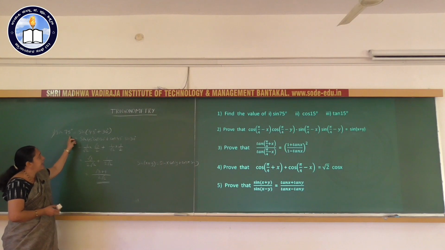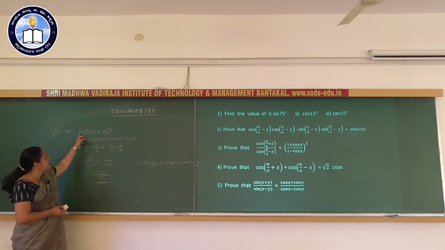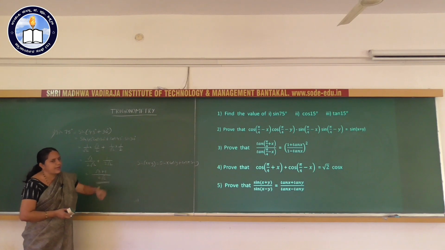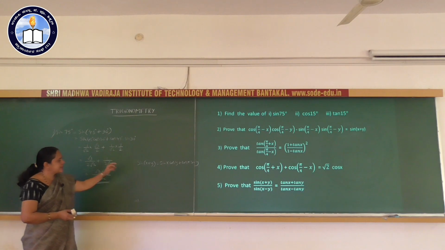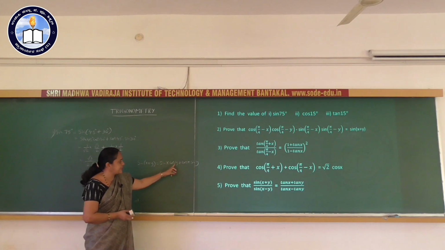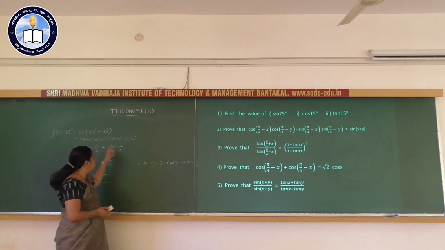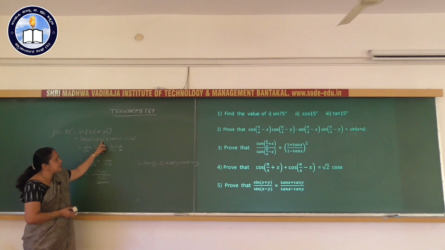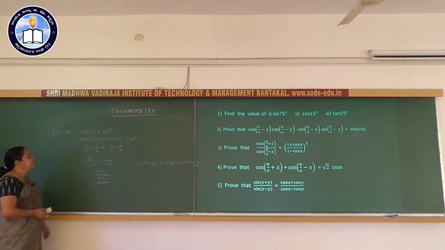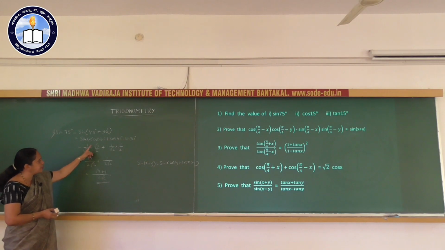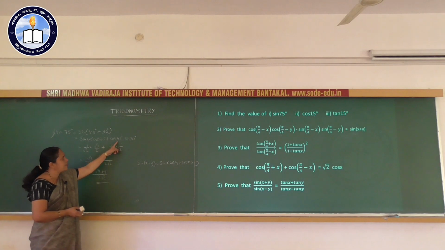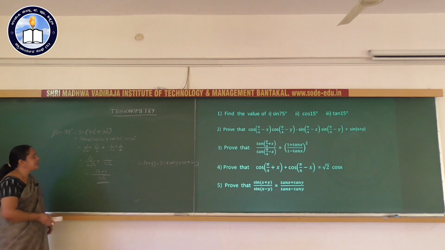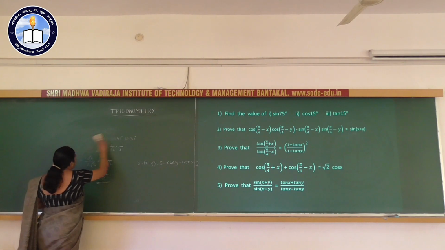Sine 75, as the sum of standard angles, we can write sine 75 as sine of 45 plus 30. Expand this using the formula sine of x plus y. You know sine of x plus y is equal to sine x cos y plus cos x sine y. Here x is 45, y is 30 degrees. So sine 45 into cos 30 plus cos 45 into sine 30. But sine 45 is 1 by root 2, cos 30 is root 3 by 2, cos 45 is 1 by root 2, sine 30 is 1 by 2. So the answer is root 3 plus 1 divided by 2 root 2.